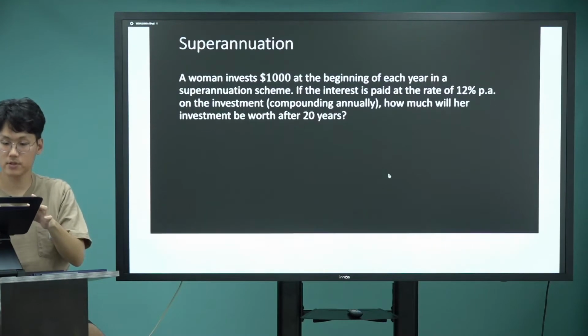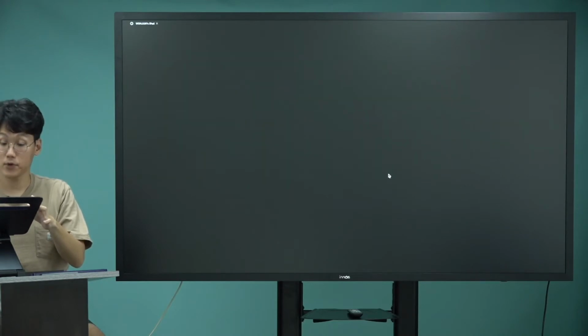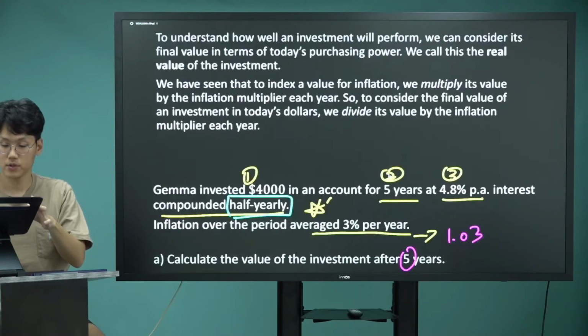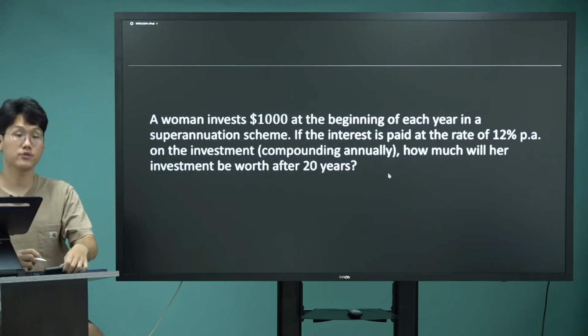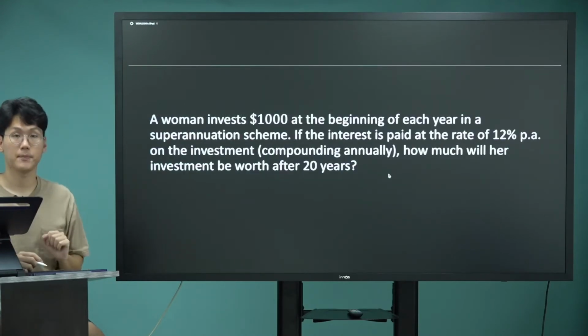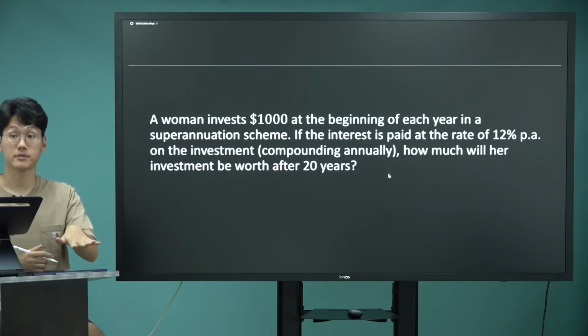So let's have a look at this. I want you to realize what she's trying to do. For the compound interest, you put your investment only once, right? You put your investment in a bank, and that's it. You let it grow by itself, right?